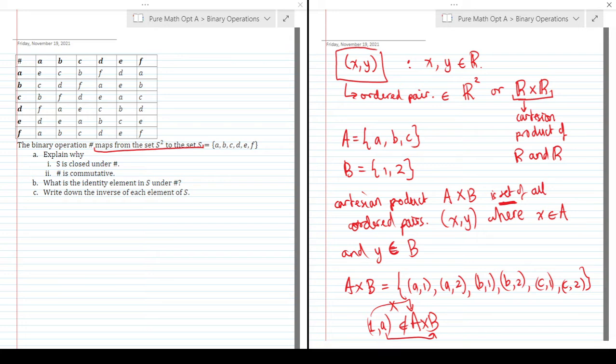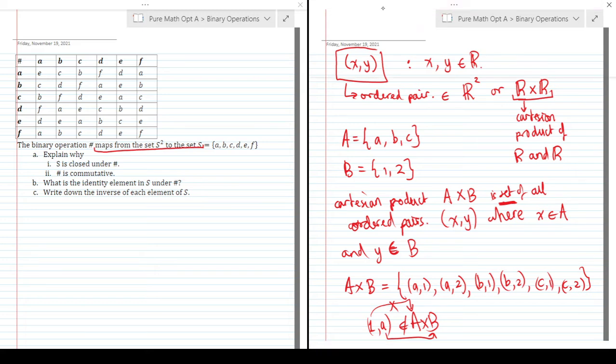Now, in the case of our regular coordinate system where we plot points, both the x and y coordinates are real numbers. So the pair of coordinates x and y that you plot on a graph belongs to the set R cross R, also written R squared. Okay, so now going back to the question itself.